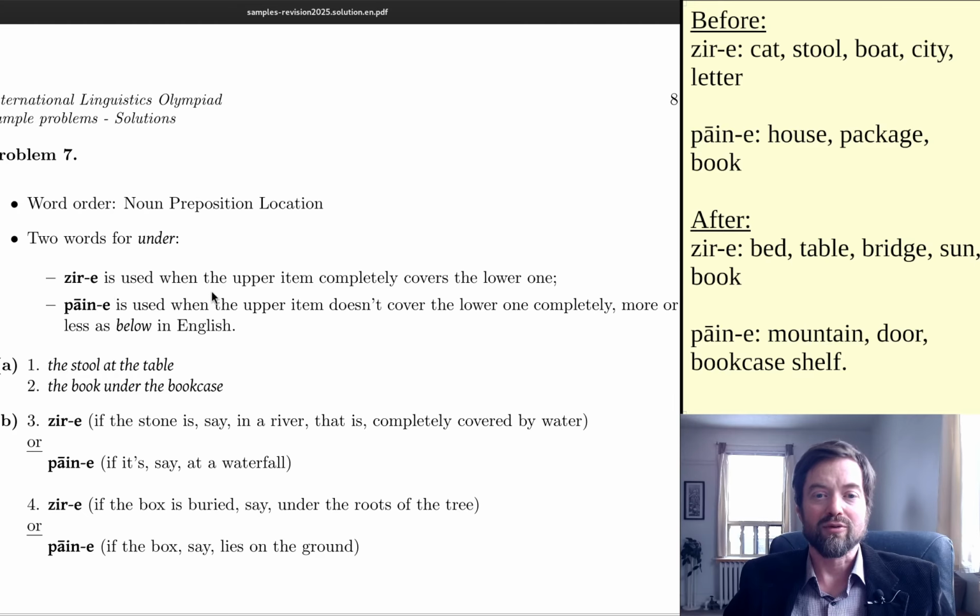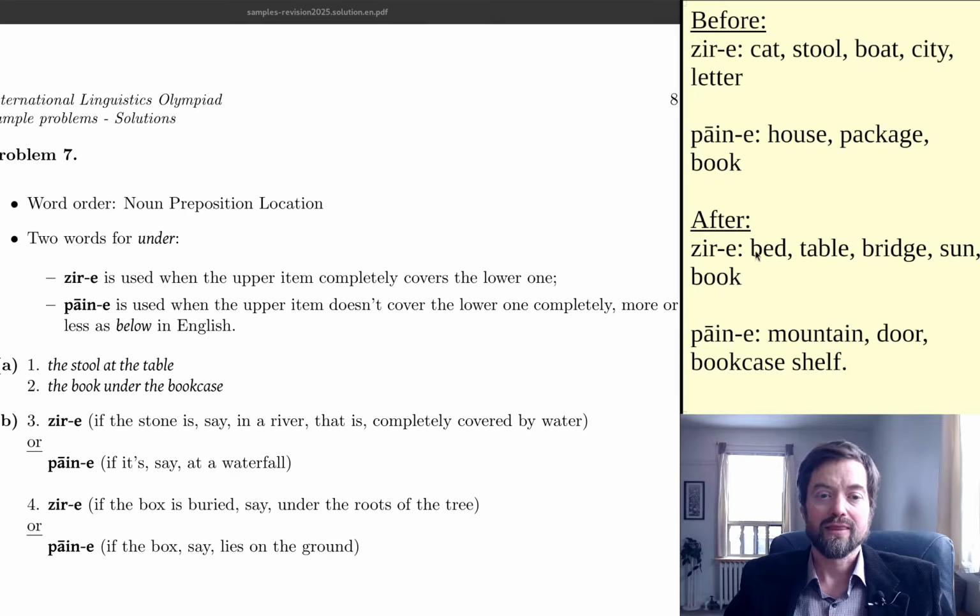Zire is used when the upper item completely covers the lower one. Pine is used when the upper item doesn't cover the lower one completely, like the word below. So pine is like below, and only zire is like under. Wow. Okay. Is that something that I could even imagine?